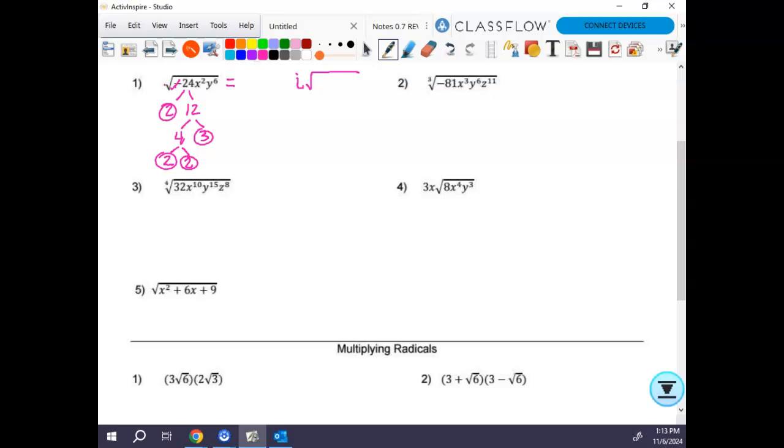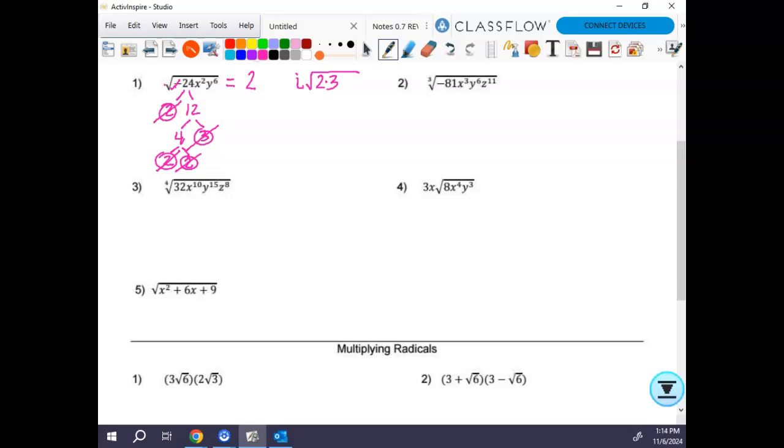Then, because it is a square root, because my index is 2, even though it's not there, I look for pairs. I look for 2's. So I have 2 2's. If I can cancel out 2 2's, that means it comes out as a single 2. This 2 does not have a pair, so he stays inside. This 3 does not have a pair, so he stays inside as well. Everybody with me so far?